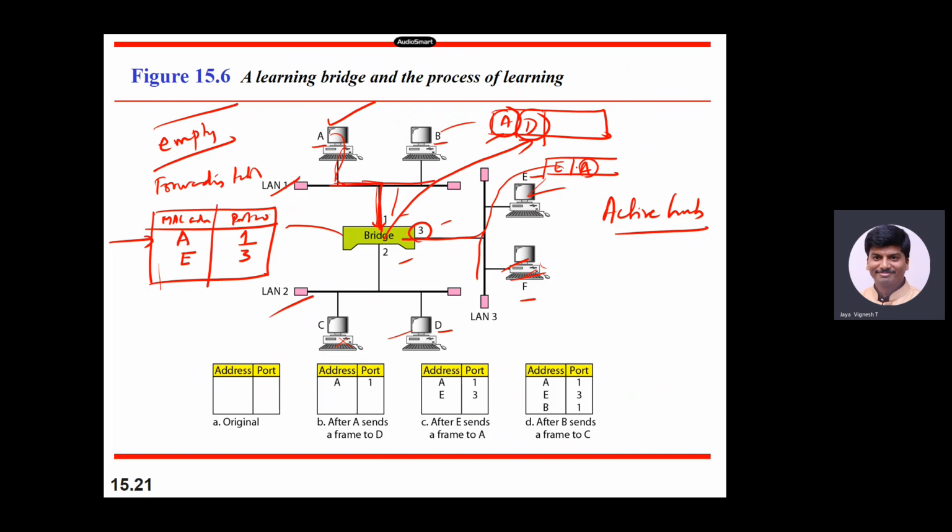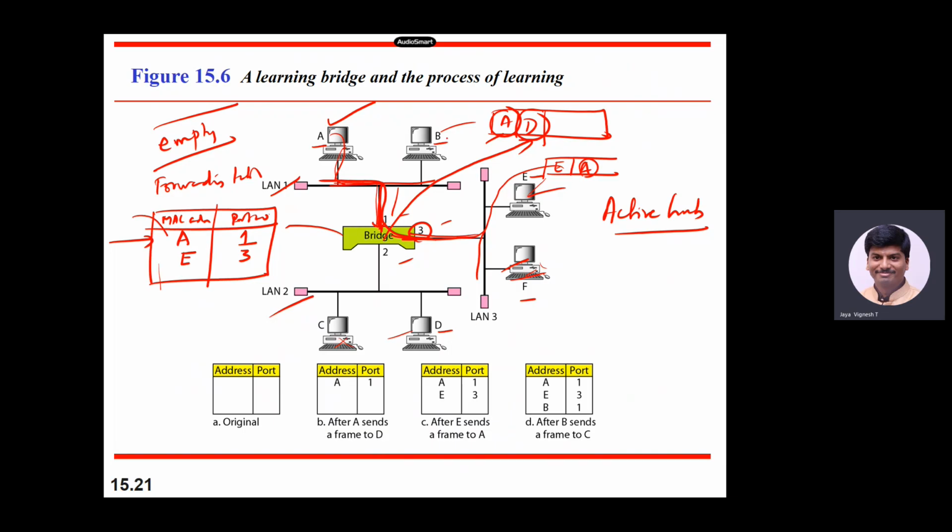But next, this frame has to be forwarded to A. So now the bridge goes and inspects the entries, and finds that A is mapped to port 1. So now the bridge has the intelligence. This time it is not going to do the flooding like the active hub. It is basically going to regenerate and forward it on port 1 alone. So it was able to make the decision of which port to forward to. This happened because of the gradual frame movements.